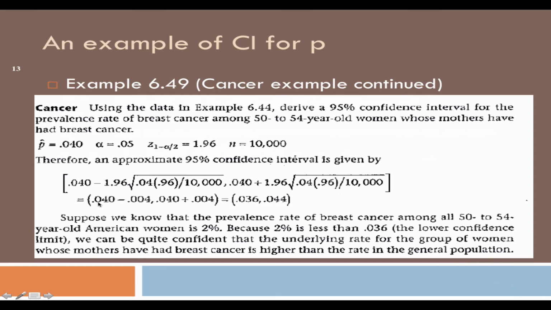So eventually, the confidence interval is 0.04 subtract 0.004. This is the lower bound, and the upper bound is 0.04 plus 0.004. And so the estimate of the prevalence is 0.04, so it's 4%. And then the 95% confidence interval is 3.6% to 4.4%. Okay?